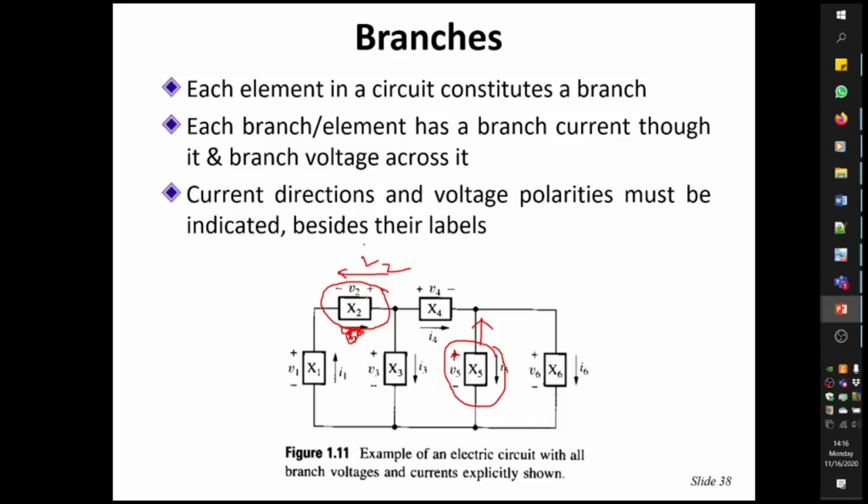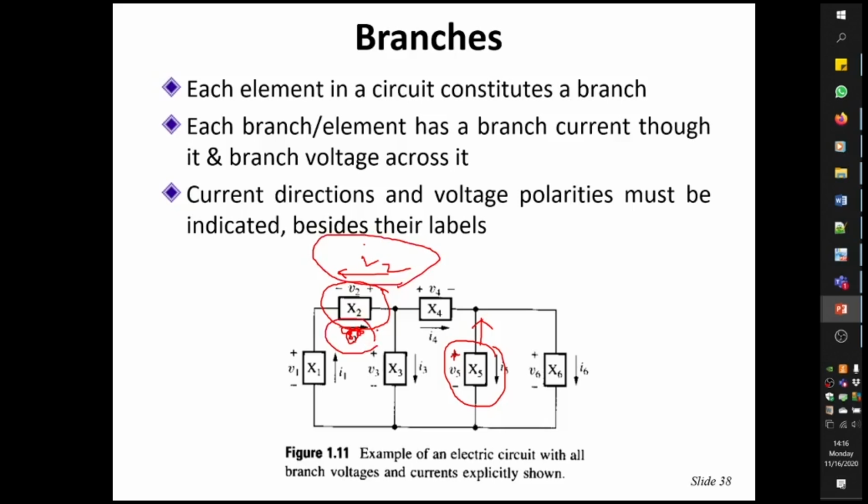So my response to this entire dilemma would be that you can specify the current to be in this direction. You can label the current in this direction. It's fine. It's not a problem. The original labeling was also fine.